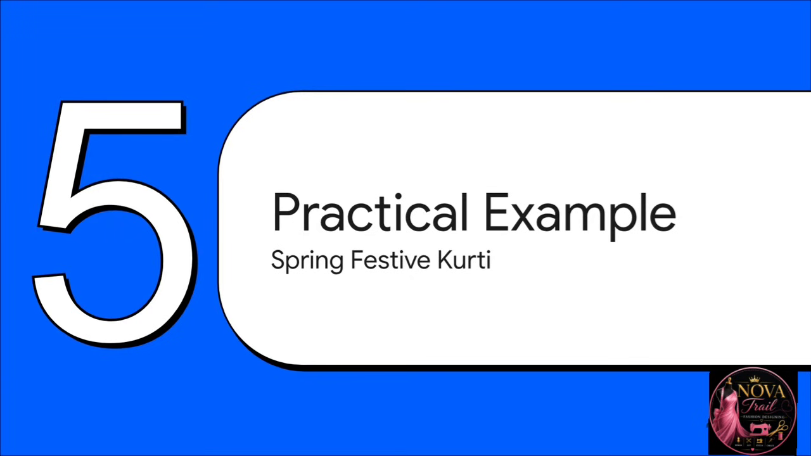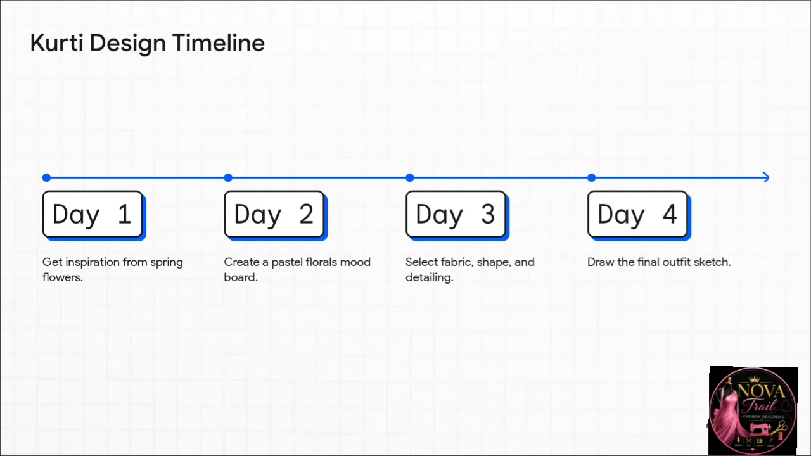Let's move to Section 5, a practical example, featuring a spring festive kurti. Concepts are great, sure, but seeing them in action is where the real lightbulb moments happen. Let's look at this timeline and see how a design builds over a 4-day process. Day 1, our designer goes outside, looks at nature, and finds these gorgeous spring flowers in pink, yellow, and green. Day 2, they take those flower photos and build a mood board totally centered around pastel florals and light fabrics.